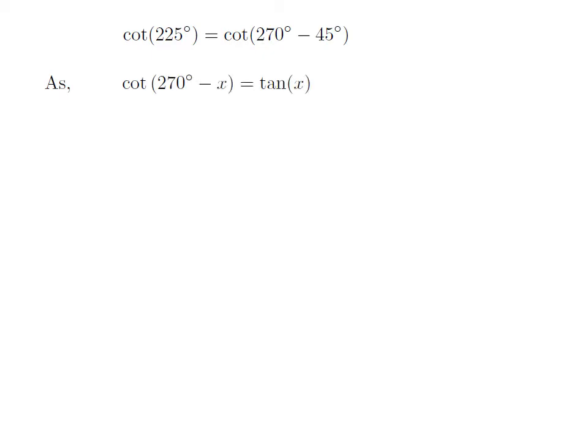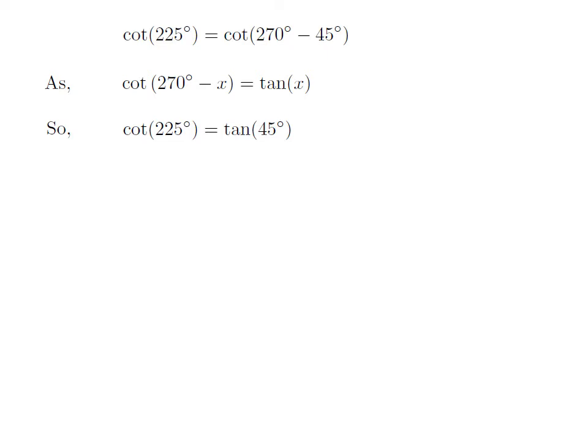As we know, the trigonometry identity cotangent of 270 degree minus x is equal to tangent of x. The video explaining how to derive this identity is appearing in the upper right corner. Also, the URL address of the video has been mentioned in the description section.